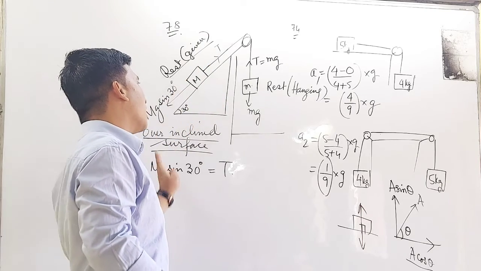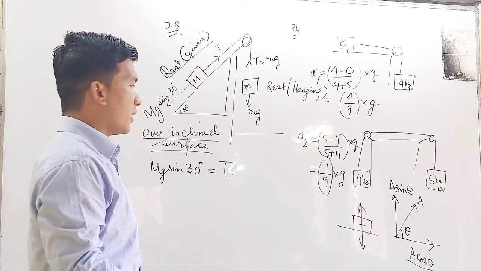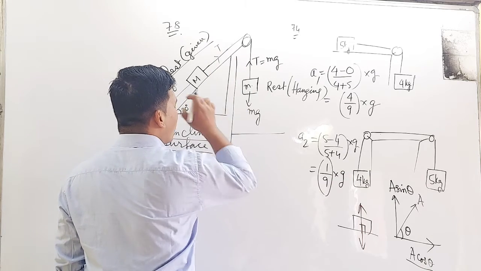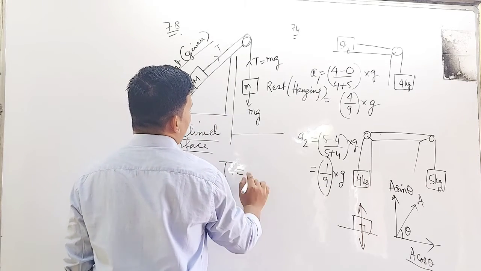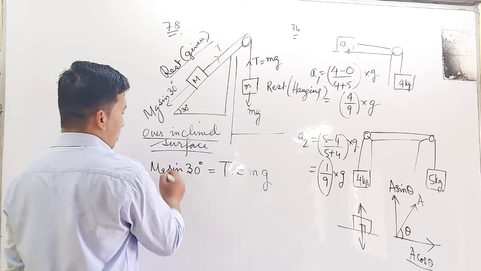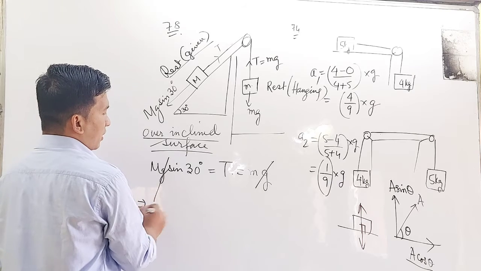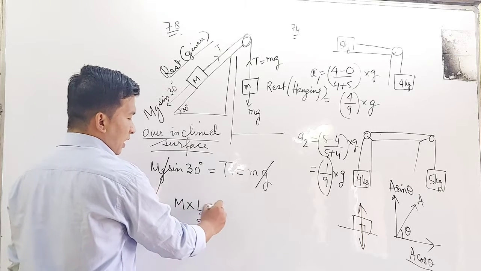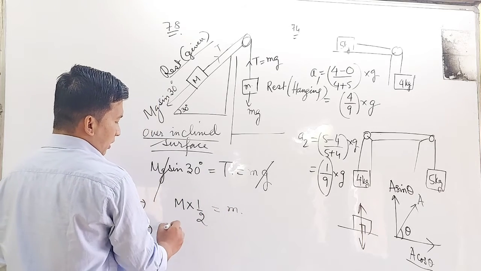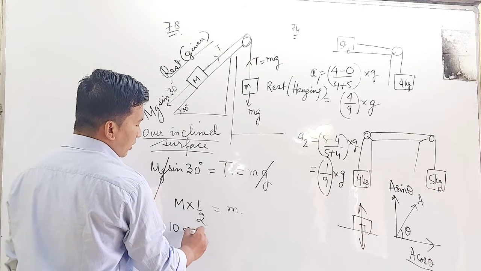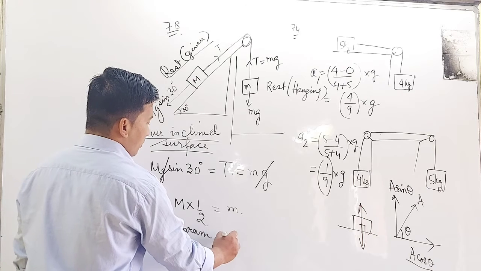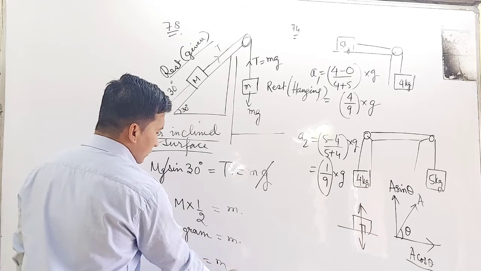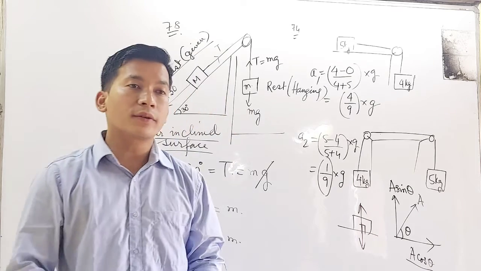The tension T is exactly equal to the hanging weight, small mg. So this g and that g cancel out, and we are left with capital M into this, which is half, since sin 30 is half. This is small m. We say 10 gram divided by 2. Small m will be equal to 5 gram. So the answer is 5 gram.